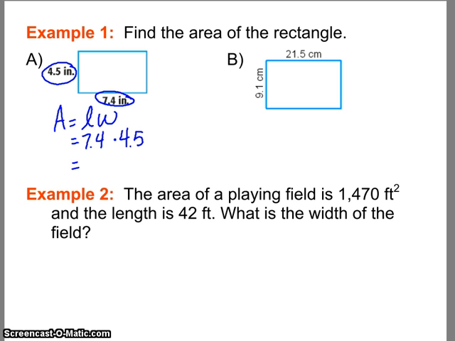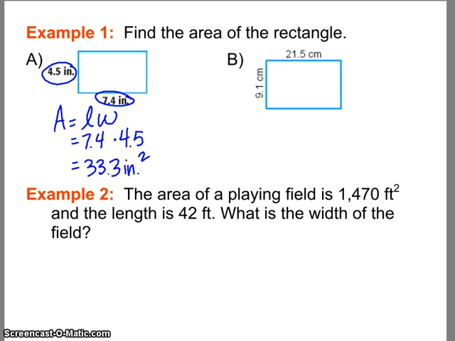Panthers, grab your calculators. Go ahead and type in 7 4/10 and multiply it by 4 5/10. And you should get 33.3. Our units here are inches. And what are we going to do with all of our units when we talk about area? We are squaring them because it is a two-dimensional figure.